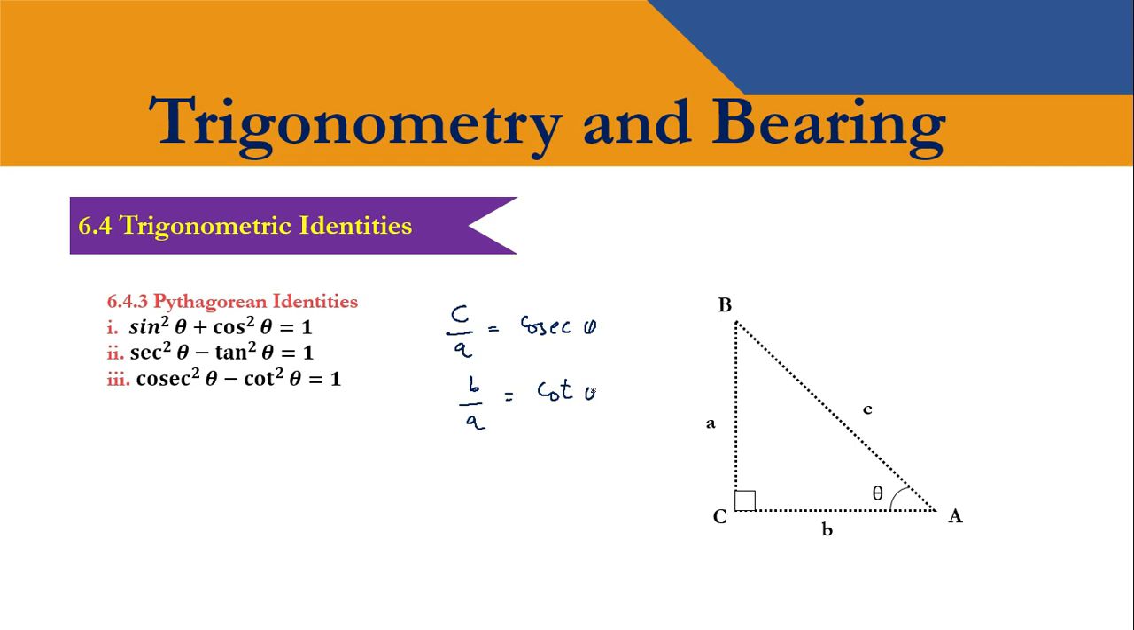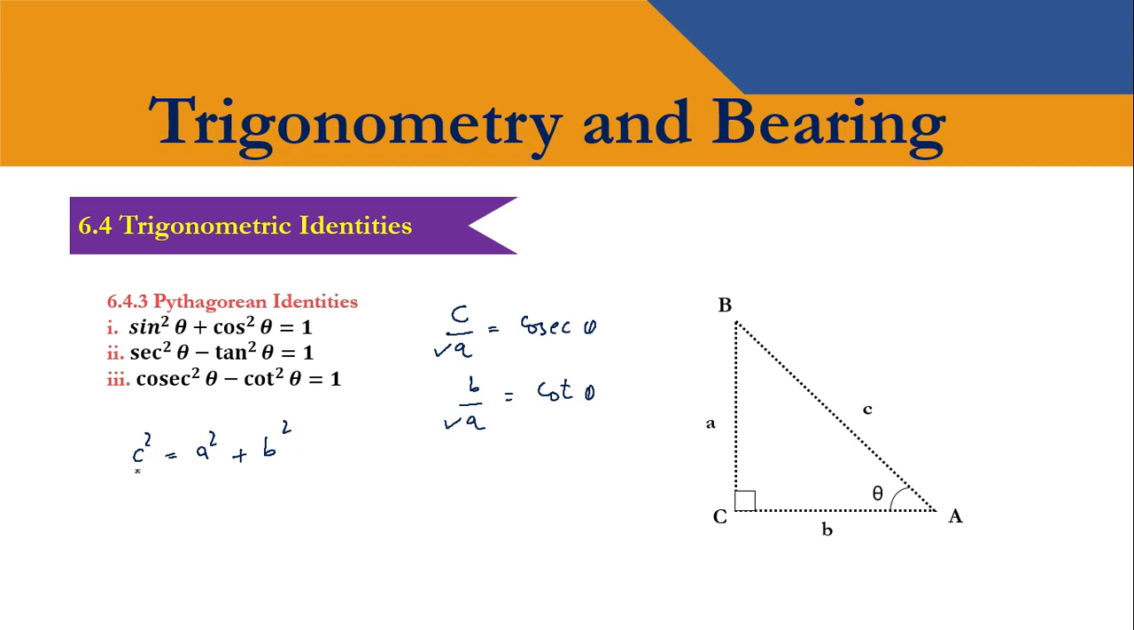Now use the Pythagoras theorem. You know that C square is equal to A square plus B square. Hypotenuse square is equal to perpendicular square plus base square. So to make things C by A and B by A, you have to divide this equation by A. This is the hint: C by A and B by A. You have to divide this equation by A square value.